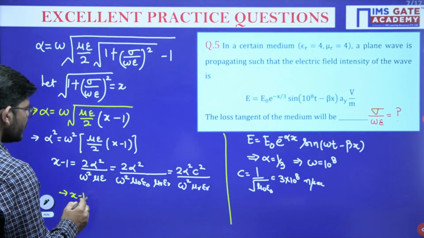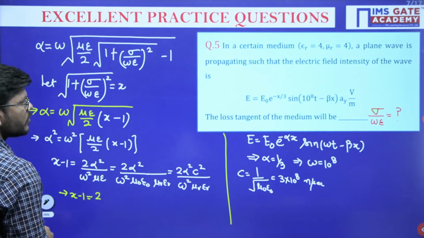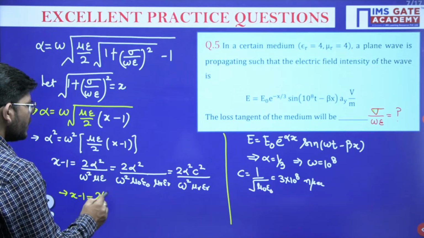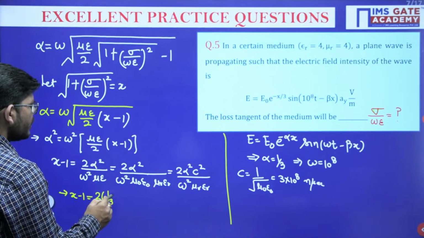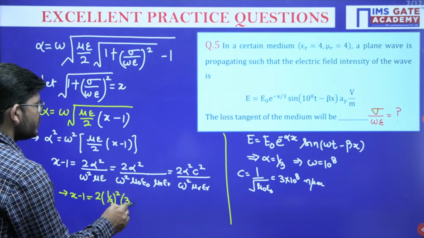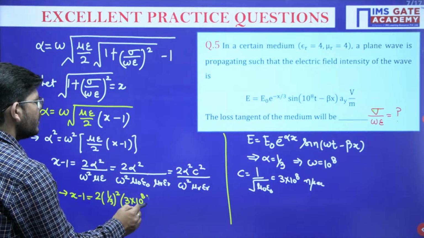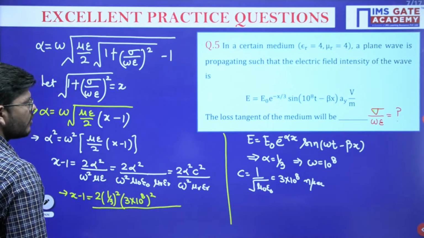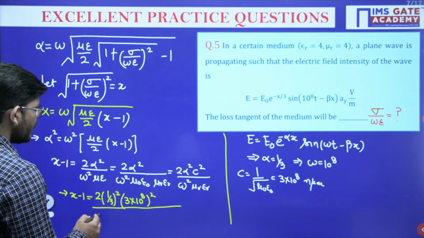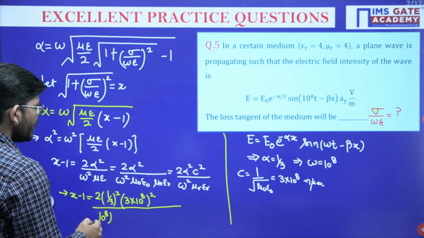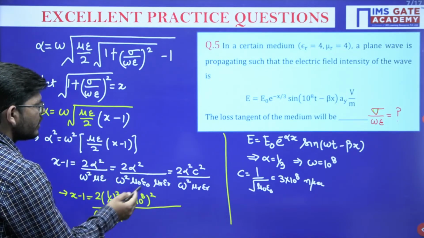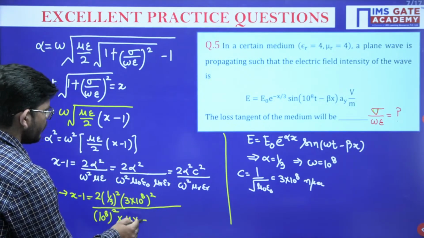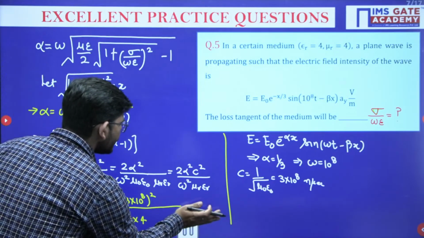So x minus 1 will be 2 times, what is alpha? Alpha is 1 by 3, isn't it? So this will become 1 by 3 square. C square means 3 into 10 to the power 8 square, divided by omega square. What is the value of omega? Omega is 10 to the power 8. 10 to the power 8 square, into what is mu r and epsilon r? They are given 4 into 4. Okay, so now we have to solve this equation.